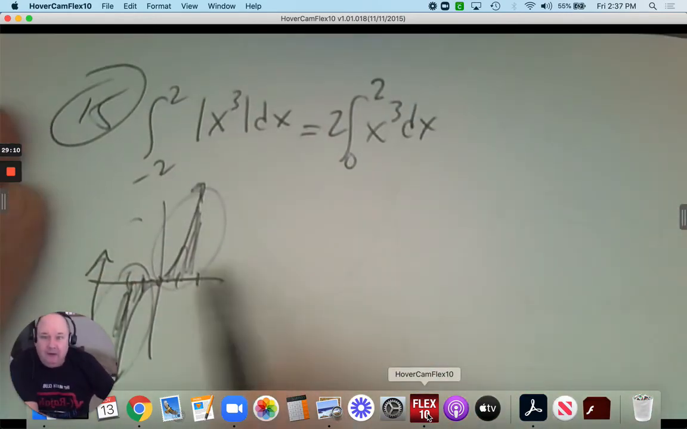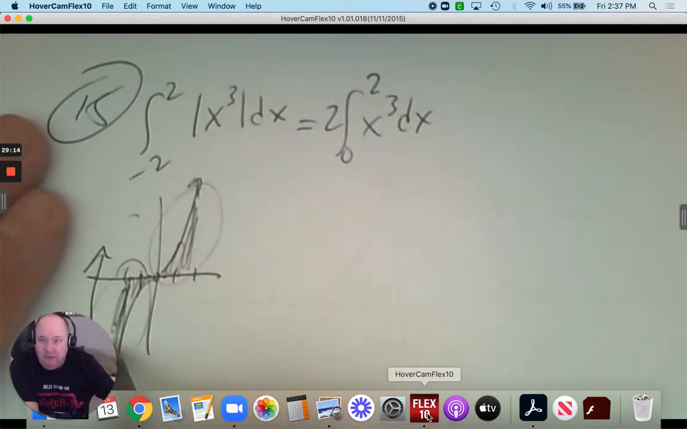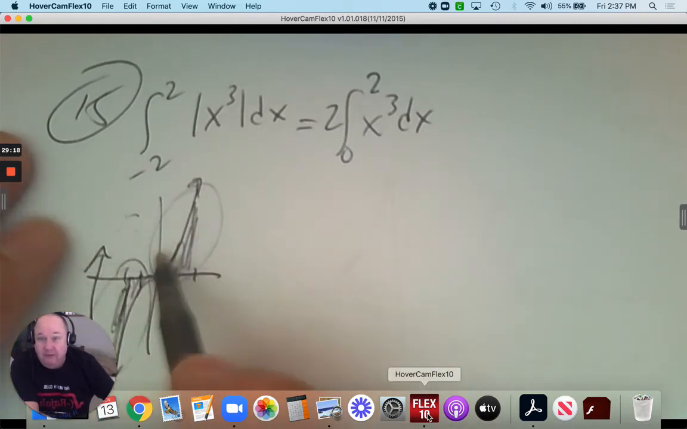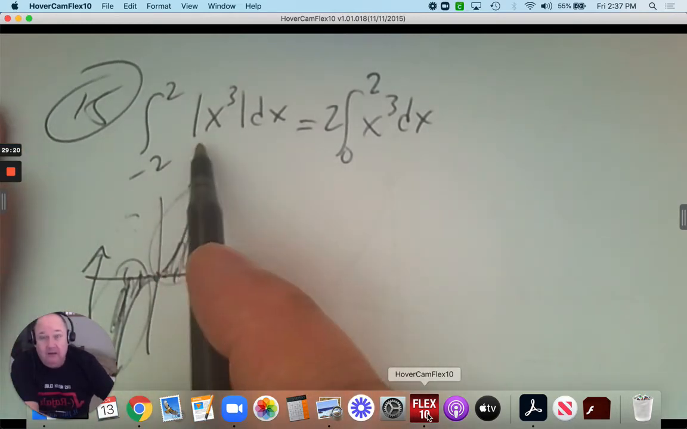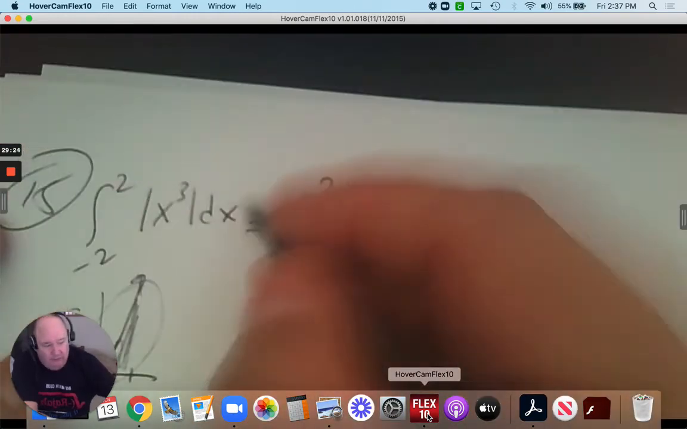If I integrate from 0 to 2 and double this answer, that's the same as the absolute value, which reflects it up, which means both areas are positive, and they're equal to each other because x cubed has symmetry with the origin. All right, so that's what I'm going to do to get my answer.